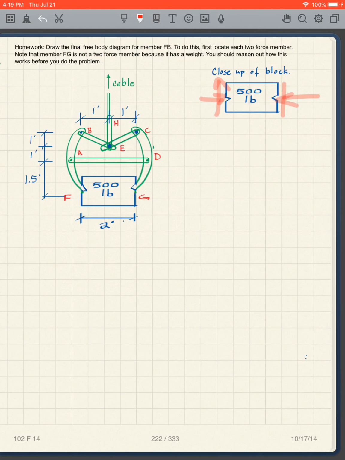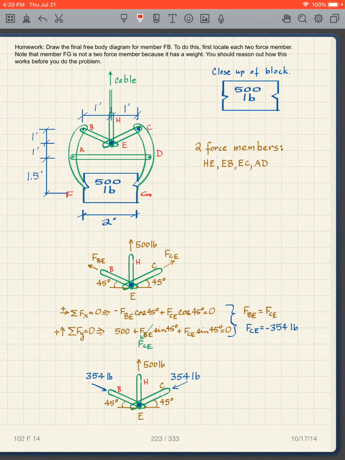But if we look, go ahead and try to solve this problem based on what I just said. So pause the video. Okay, well, let's look at it. What 2-force members do we have? Well, this is a 2-force member, that's a 2-force member, that's a 2-force member. This is a 2-force member. So those are our 2-force members.